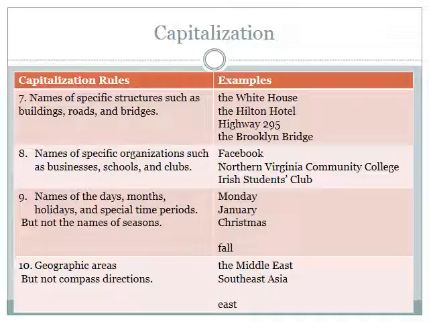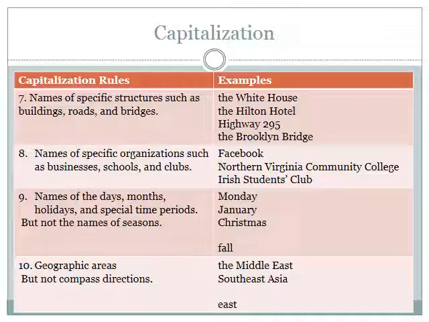So if I just say the word house, I'm not going to capitalize that. But if I say the White House, I am going to capitalize it because it's actually the name of a building. The Hilton Hotel, if I just say hotel, it's not a named building. But if I say Hilton Hotel, I need to capitalize it. Highway 295. Okay, this is the name of an actual highway. If I just say the word highway, I'm not going to capitalize it. The same thing goes with bridges. So bridge by itself is not going to be capitalized, but Brooklyn Bridge, the name of the bridge, is going to. Okay, so again, focus here.